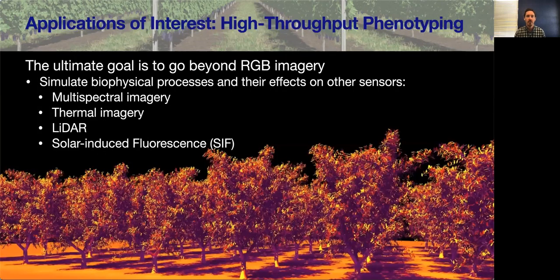So as I mentioned, we started with RGB imagery, but I think a lot of the real power in integrating with Helios comes in being able to simulate other sensors rather than just an RGB camera. So I mentioned the radiation model, which allows us to simulate multispectral imagery. So we can simulate the full radiation field across any arbitrary waveband in order to simulate what a multispectral camera or other type of spectral sensor would be producing. As is illustrated in this visualization, we can also simulate thermal imagery.